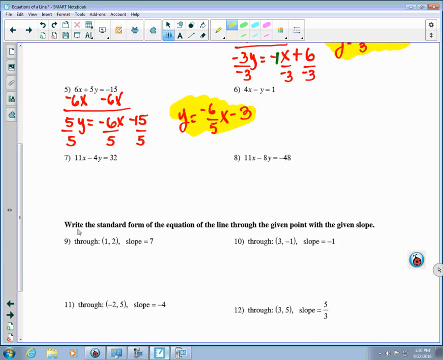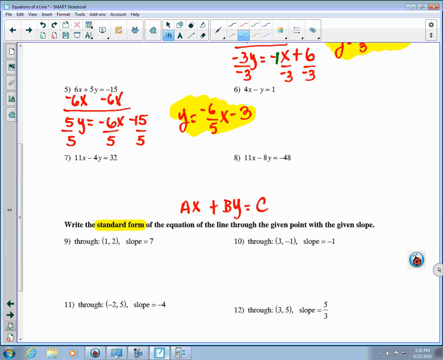All right. This one, we're going to have to write in standard form. So we need standard form. What is standard form? Go for it. AX. That should be an X, right? AX plus BY equals C, which just means that the X and the Y's need to be on the same side. We're not solving for X or Y. We're kind of solving for the number, right? For C.